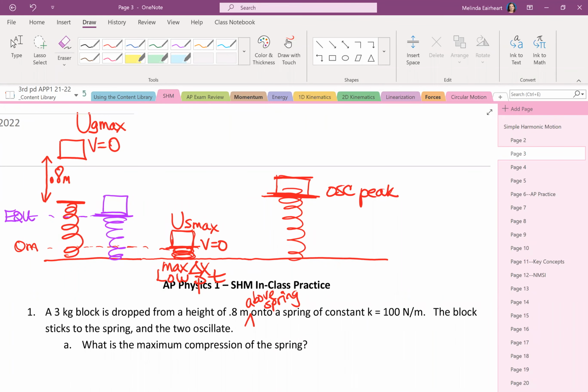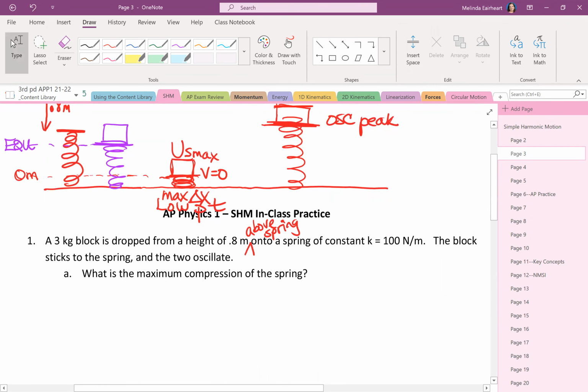Okay. I'm trying to be careful with the drawings because we're going to have three different distances that we're talking about, and hopefully I've done it well enough to make sense. And so our oscillation is on the right-hand side. It's going to go up, go down, go up, go down, back and forth, back and forth.